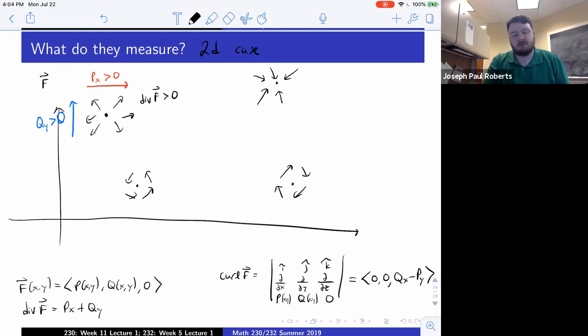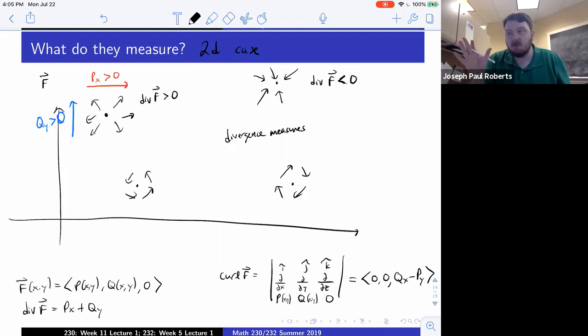And you could do the same kind of thing near this point to convince yourself that the divergence is a negative value there. So essentially, divergence measures, I guess you could call it, the spreading out of your vector field. And so if your vector field arrows are pointing away from each other, they're sort of diverging from each other, which is why it's called divergence.